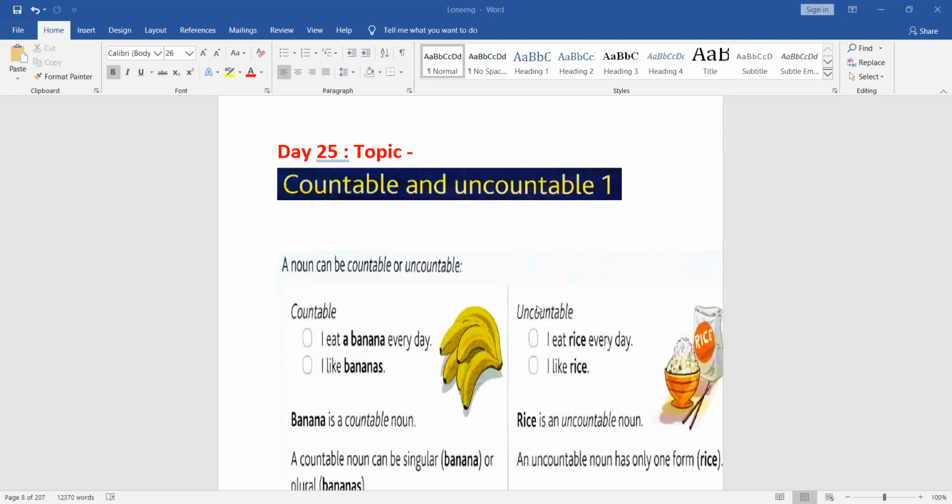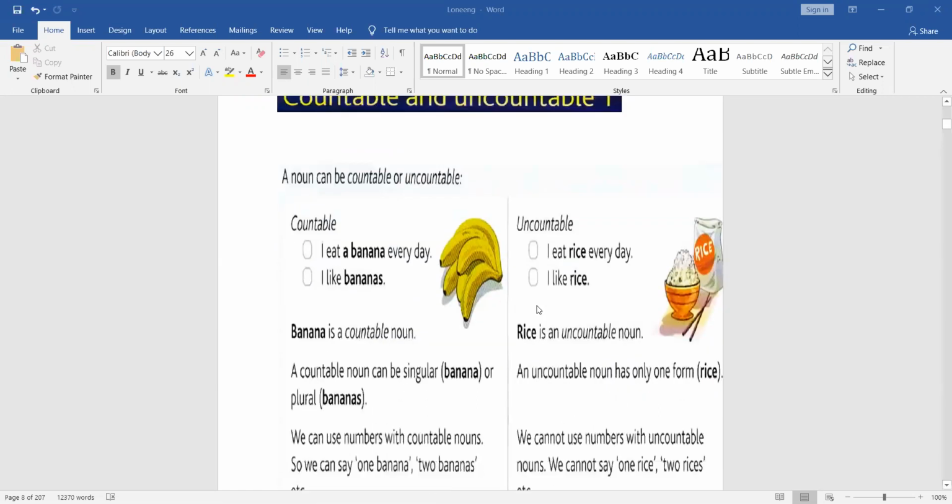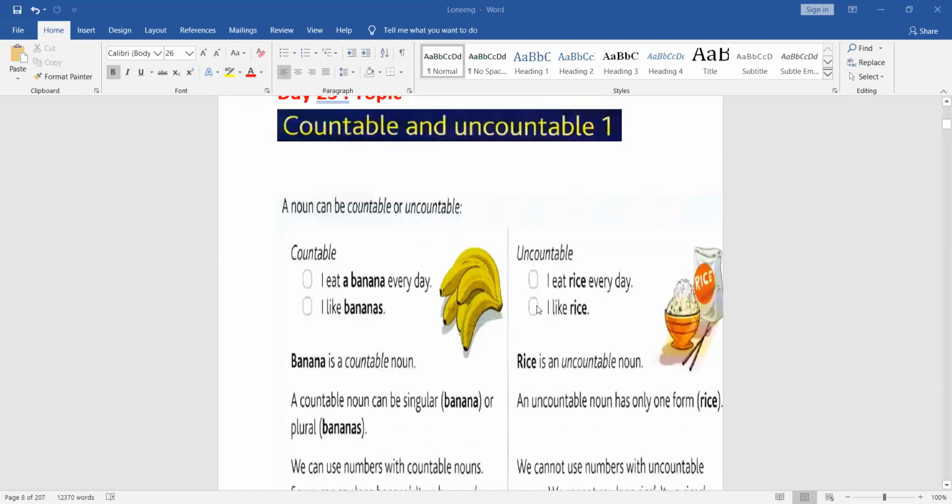The topic for today is countables and uncountables. So today we are going to see what are countables and what are uncountables, and where do we use them, how do we use them efficiently.